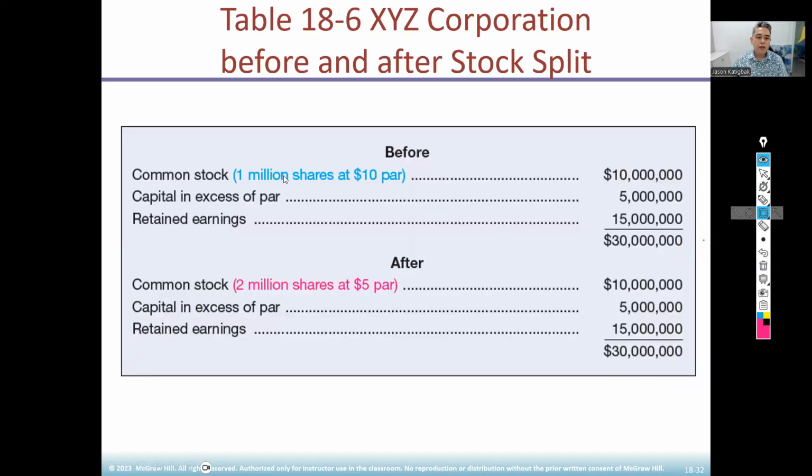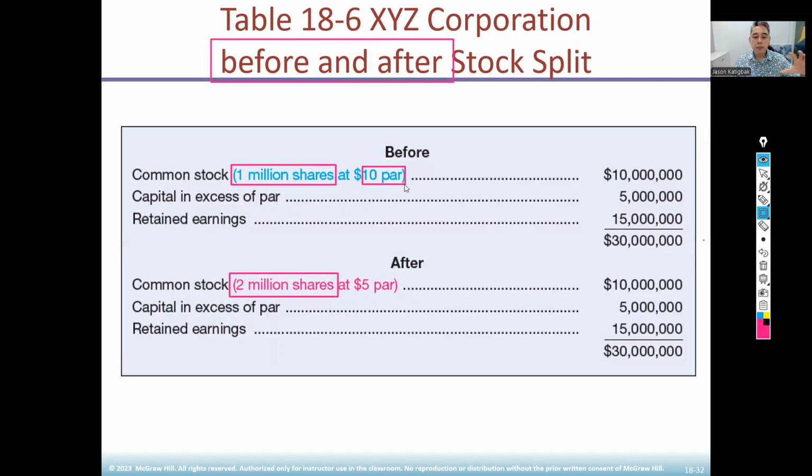It's better to explain it through an example. Here is a before and after stock split. If you have a 1 to 2 stock split, if you have 1 share, it becomes 2 shares. So the 1 million shares became 2 million. But remember that the 1 million shares was at 10 par value. Because you increased the number of shares, the 2 million shares now have their par value reduced to 5 par.